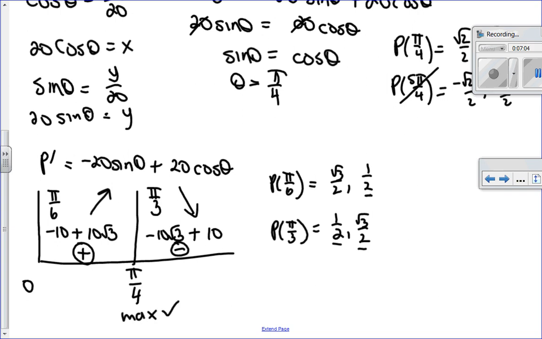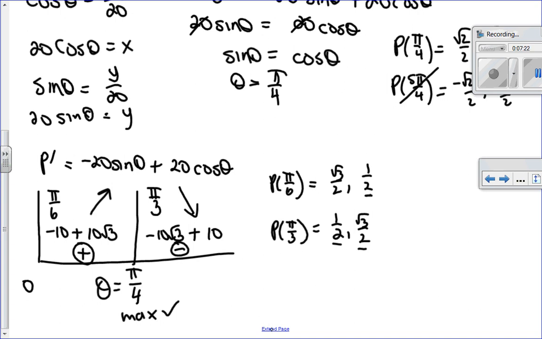Okay, the second way that you can verify that is with the second derivative test, and I'll show you that method in the next question. So now that I know that theta equal to pi over 4 gives us a maximum, we need to go and figure out what the maximum perimeter is.